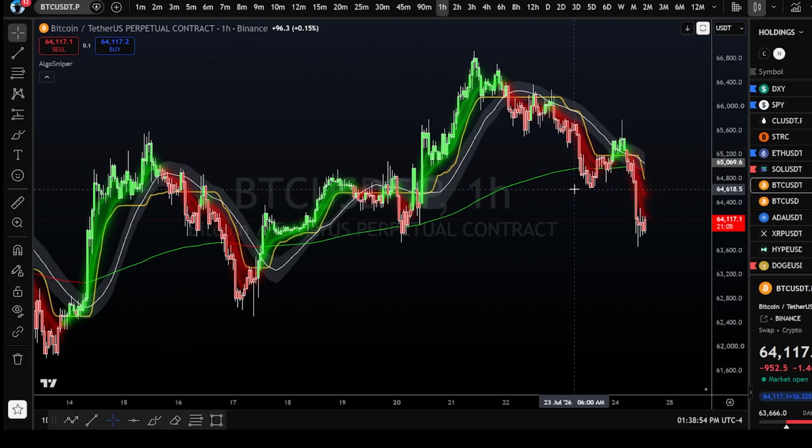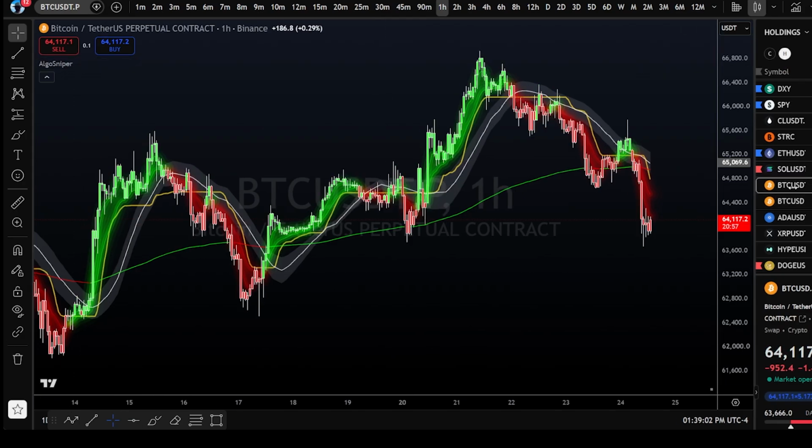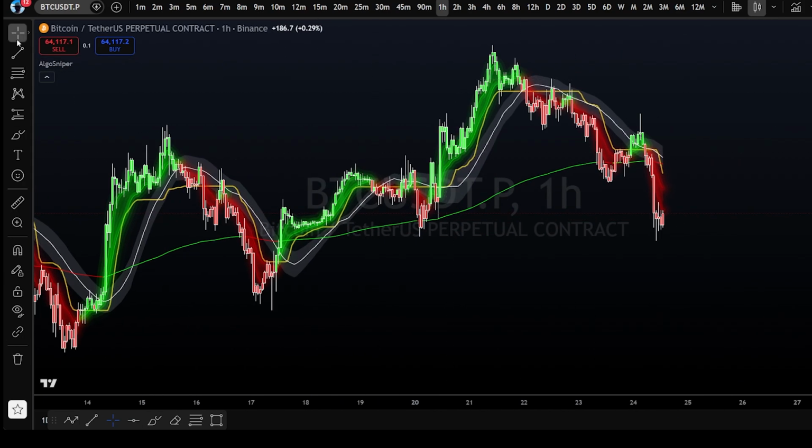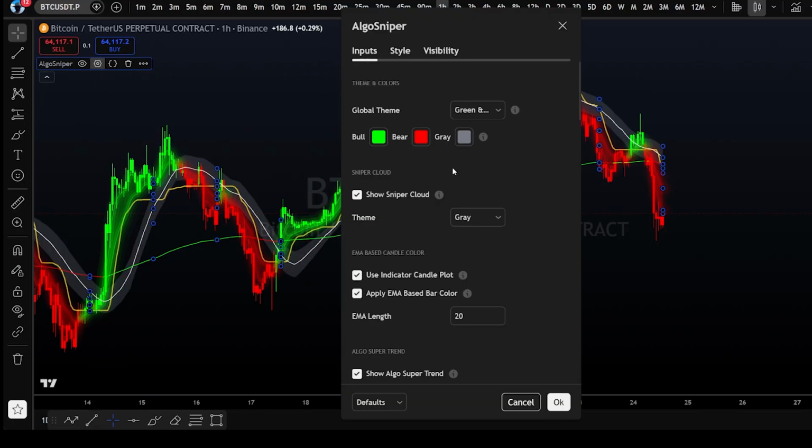This is how I personally use my AlgoSniper. These are the default settings that I personally use, and it's just very clean. So to use AlgoSniper, you are going to want to set up your own personal settings.